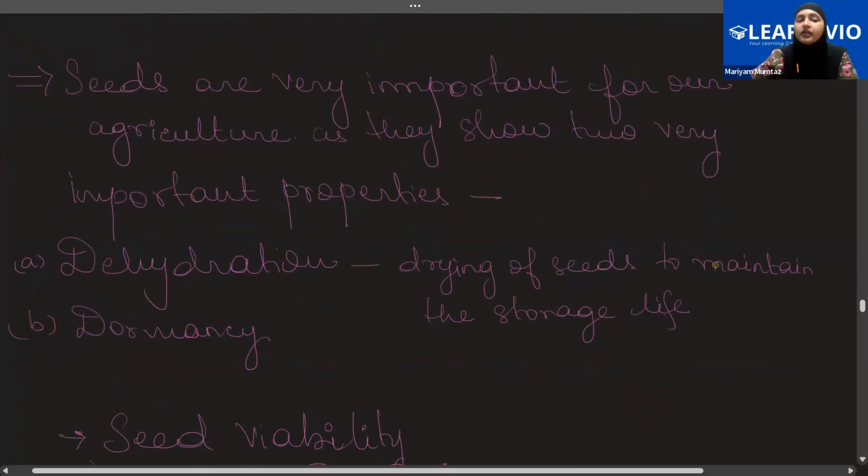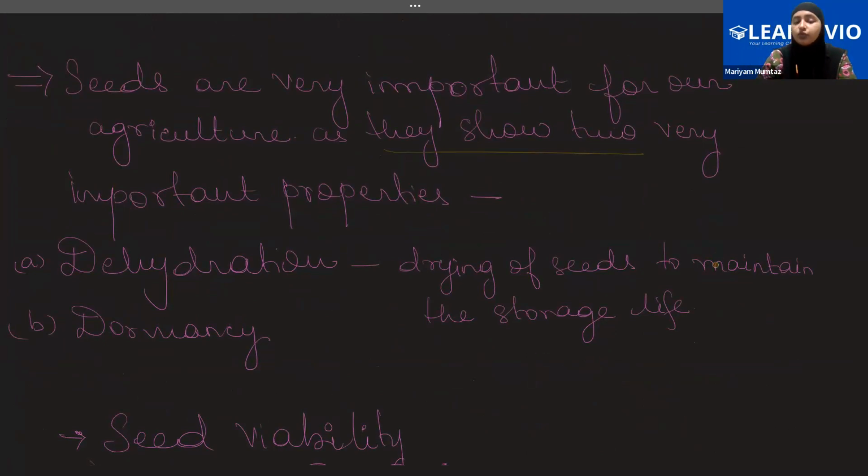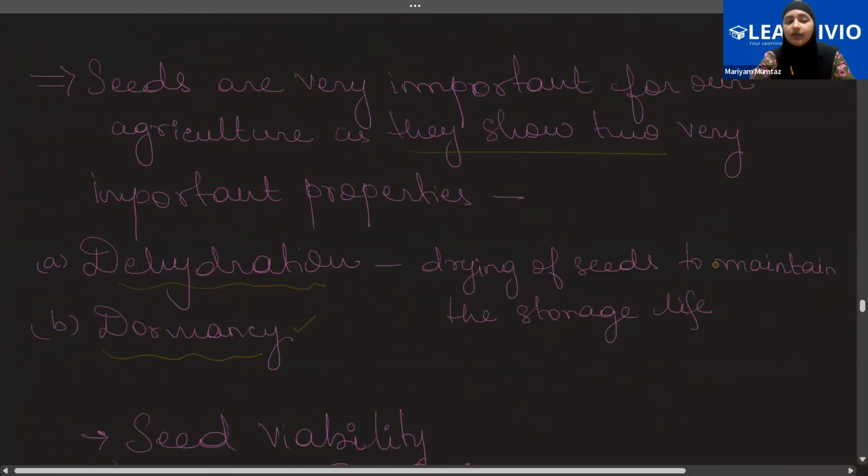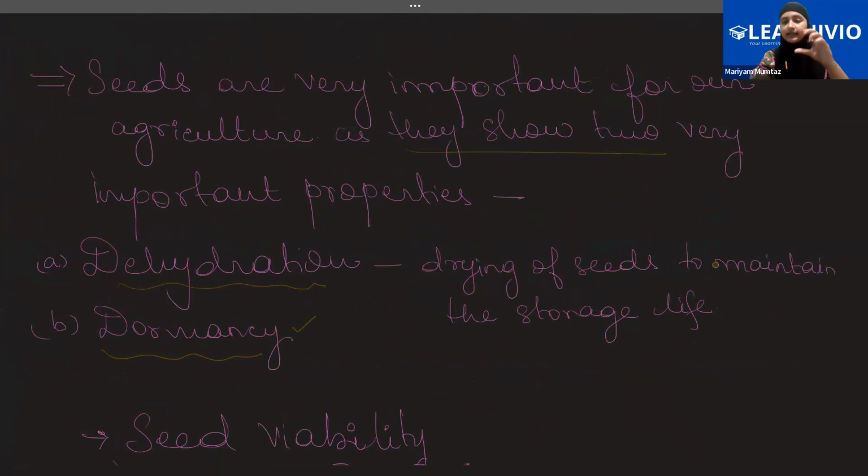Seeds are very important for our agriculture as they show two very important properties. One is dehydration, the second is dormancy. Dormancy is something we have already discussed. Now, you might have noticed that if you go to the market to buy seeds for planting, they often sell them in a packet, isn't it?